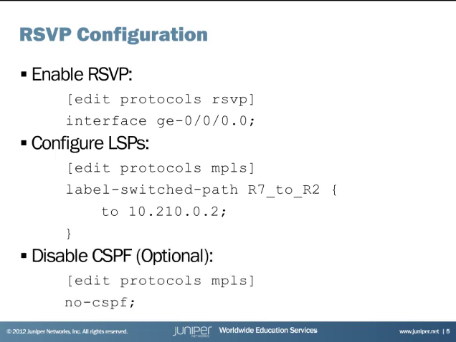Finally, to disable CSPF, we use the no-cspf configuration statement. You can apply that to all LSPs by configuring it in the protocol's MPLS hierarchy. Or you can disable CSPF for individual LSPs by instead configuring the no-cspf configuration statement in the individual LSP's configuration. If you do not intend to use CSPF, it is a good idea to disable it. This will ensure the router uses the normal route selection process when selecting a route for the LSP.